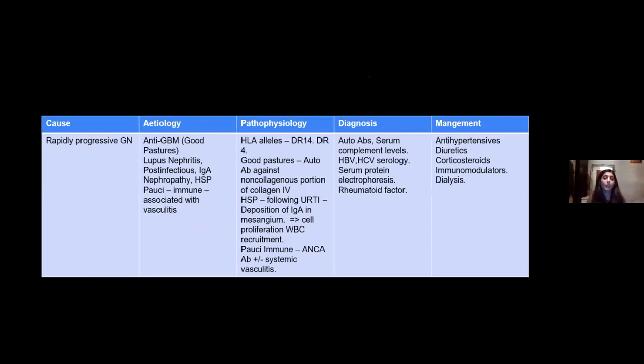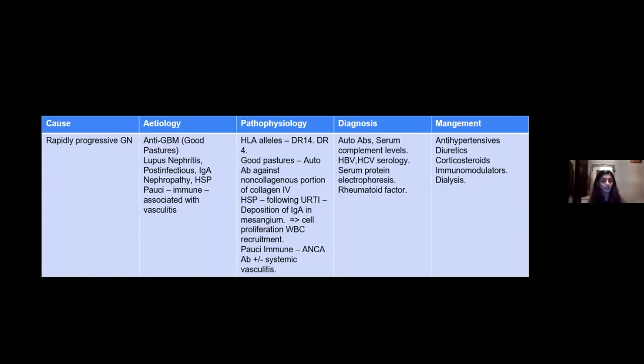So another form of nephritic syndrome is rapidly progressive glomerulonephritis. So this can be due to many different things that are listed here. So we have anti-glomerular basement membrane antibodies, and this is known as Goodpasture syndrome. So not only are these antibodies attacking our kidneys, but they also attack cells in the alveoli of the lungs. So we will have not only nephritic syndrome, but they can present with hemoptysis as well.